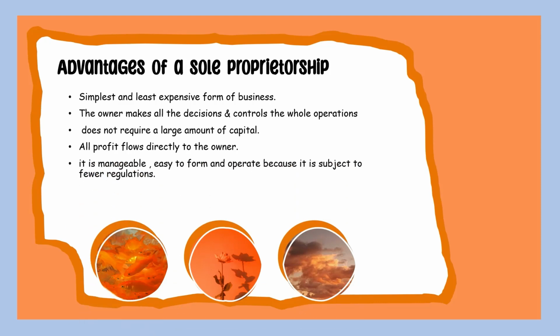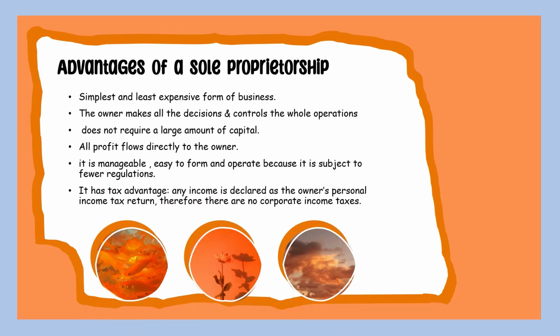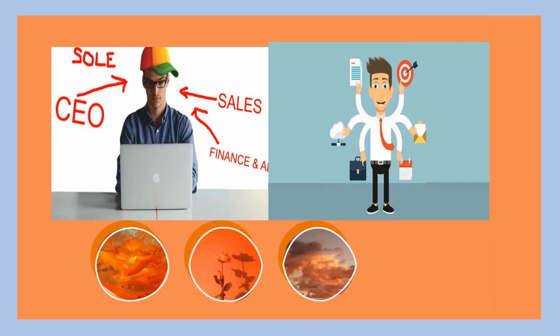It is manageable, meaning easy to form and operate because it is subject to fewer regulations of the government. It has tax advantage, meaning any income is declared as the owner's personal income tax return. Therefore, there are no corporate income taxes. There is no interference in the management of the business because you are alone in doing your own business. As a sole proprietor, you are the CEO, the sales, the finance, and you are doing multitasking.